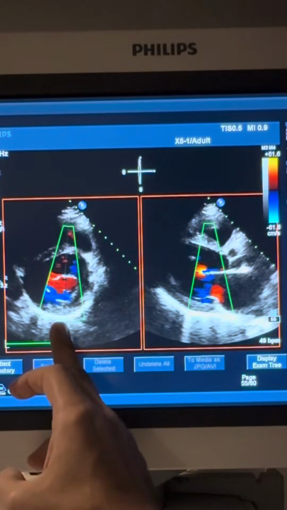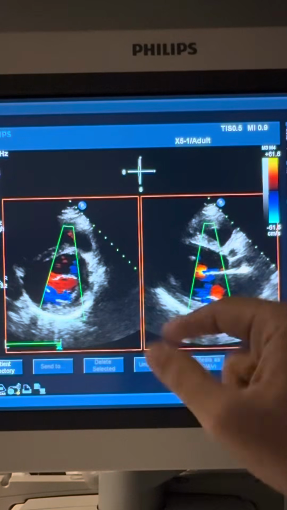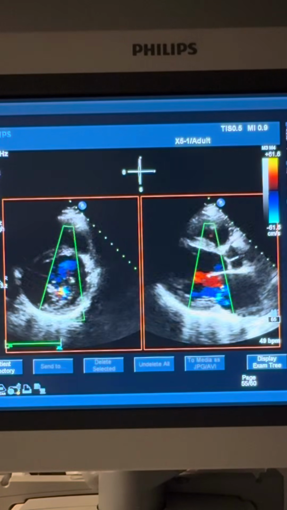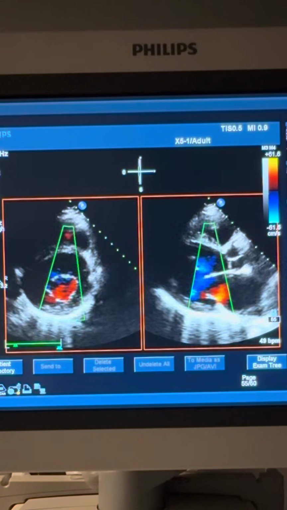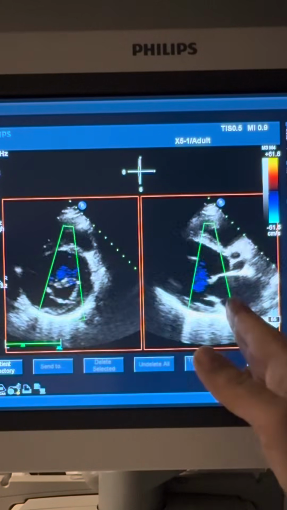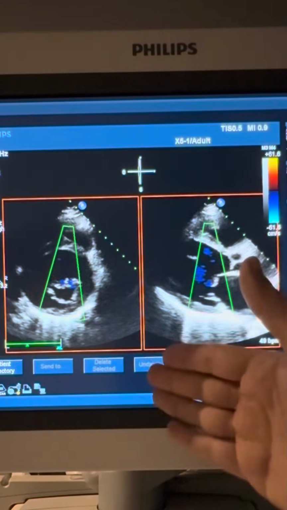And now I'm right in the middle of A2 and P2. Here I could find the mitral regurgitation. So this is another way of scanning the whole valve from one side to the other side using the X-plane.